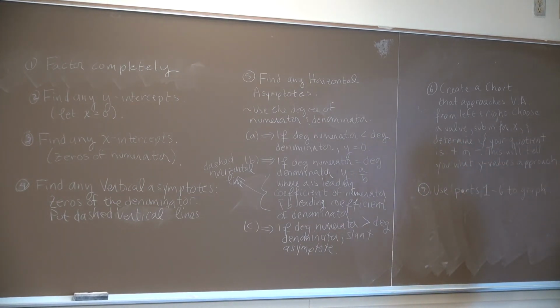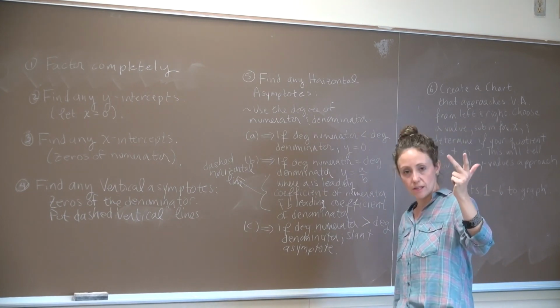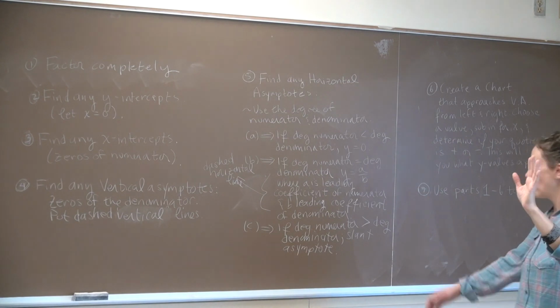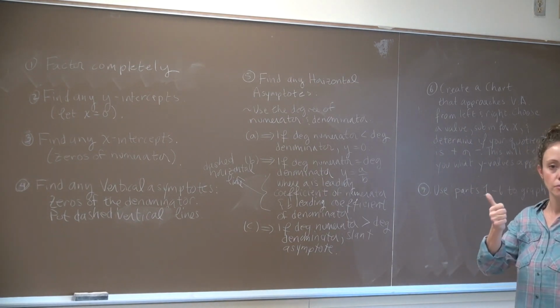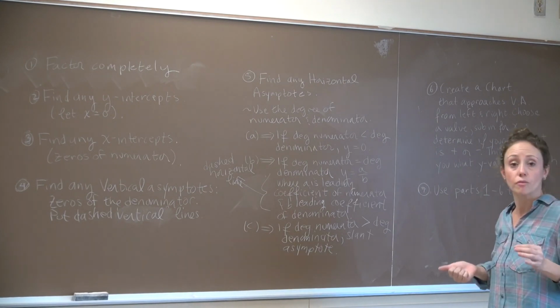Then what we're going to do when we're finished creating this chart is we're going to put all of these steps together and we're going to talk about what the graph of the function will look like. But don't forget these steps. Factor, y-intercept, x-intercept, vertical asymptote, horizontal asymptote, and then we have the approaching the vertical asymptote chart. These 6 steps will help us to figure out what the graph of a rational function will look like.